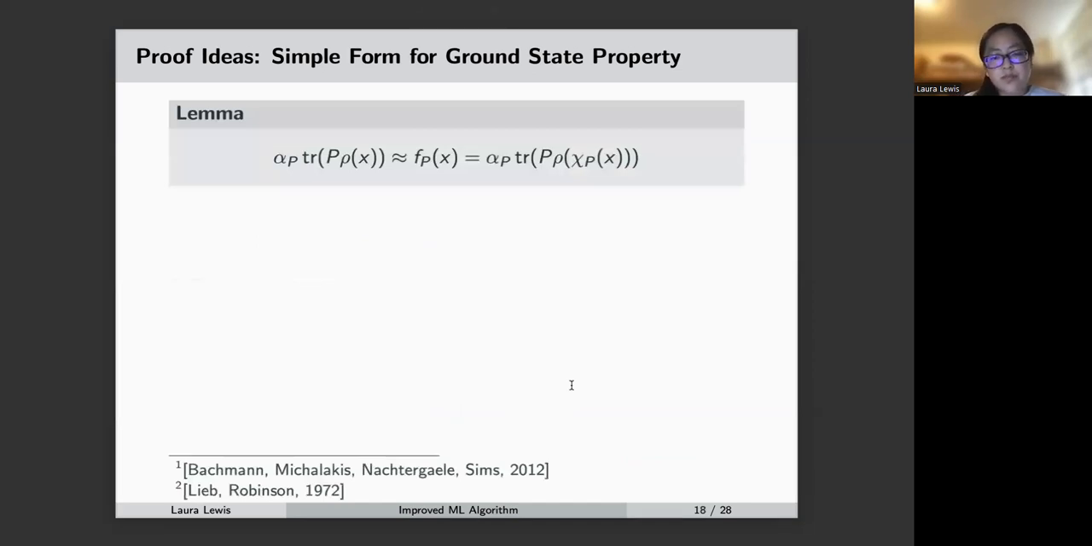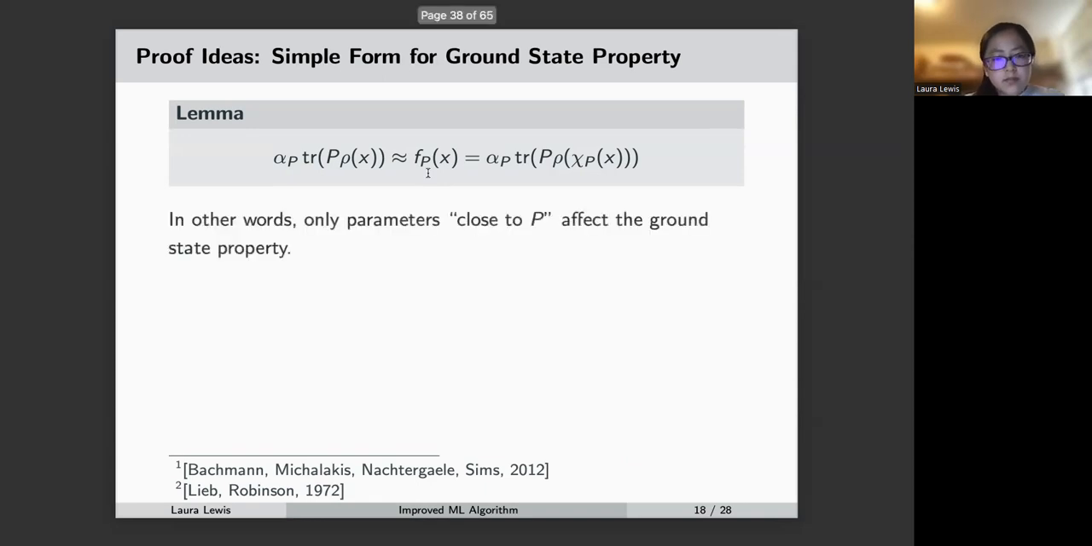So I've just put what I set up here as a lemma. Here, this f_p is exactly how I defined it before. And I claim that this approximates the alpha_p trace(P rho(x)). So the actual ground state property we want to predict is approximated by these local functions. The way that we show this is, like I said before, only parameters that are close to p affect the ground state property.